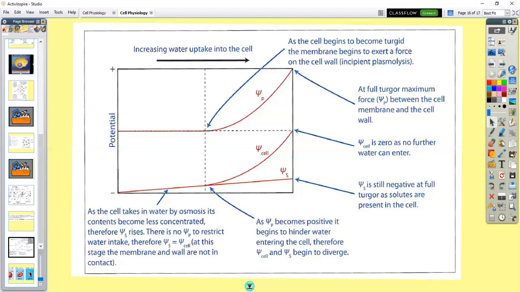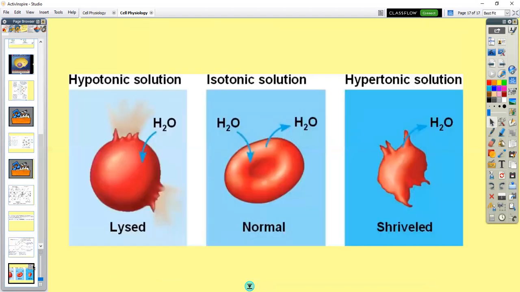Okay. The last thing they talk about is osmosis in animal cells. It's slightly different because animal cells have no cell wall. If you put an animal cell, a red blood cell for example, into pure water, it will burst. It will lyse, because the water molecules will pass in by osmosis and cause the cell to fill up. With no cell wall, the cell will burst.